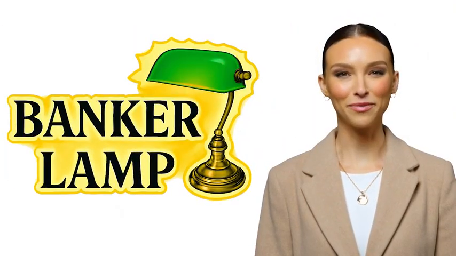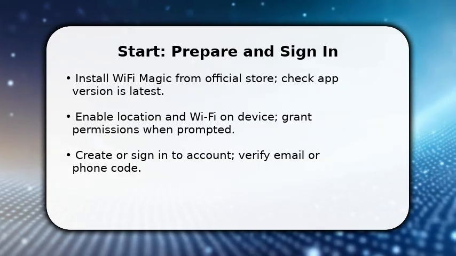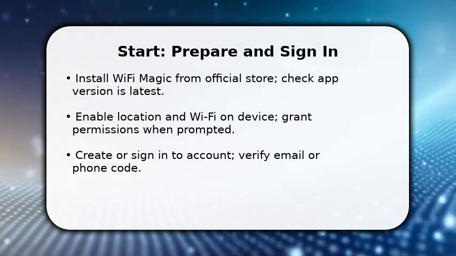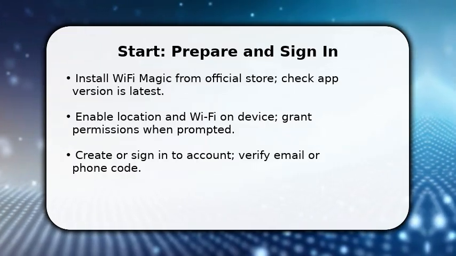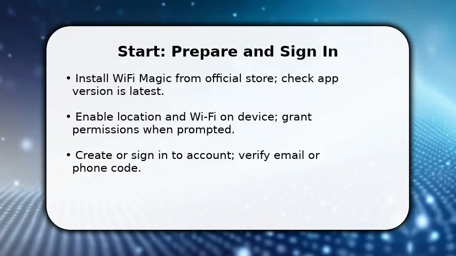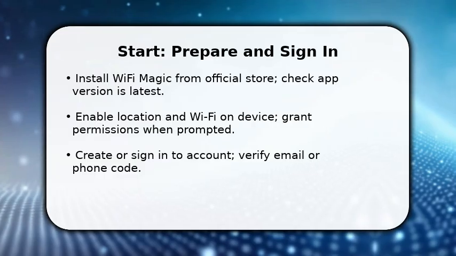Please enjoy the video. You begin by installing and signing in. This is the only way forward. Open the app, allow location and Wi-Fi access so networks appear. Create or log into your account and confirm the verification code. This links your device. Once done, you'll see nearby shared hotspots.